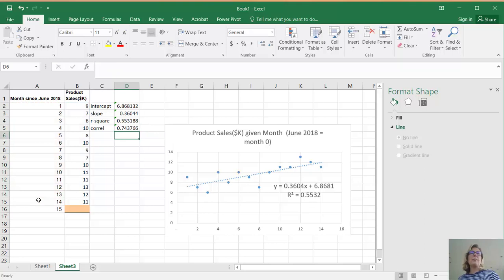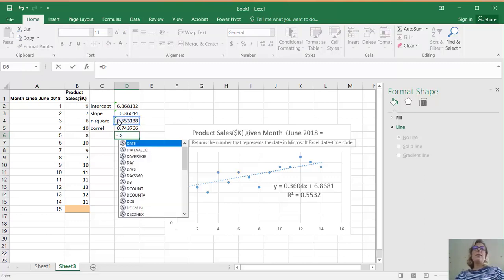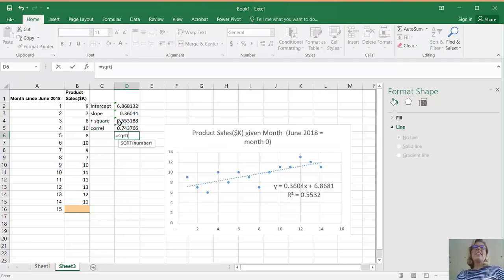And the correlation is like so. It shouldn't surprise you that the correlation is the r squared with a square root, right? That's where we go. Now what we can do is say, well, what are we going to sell in time period 15 according to our predictor? Well, we have the intercept plus the slope times the time period.